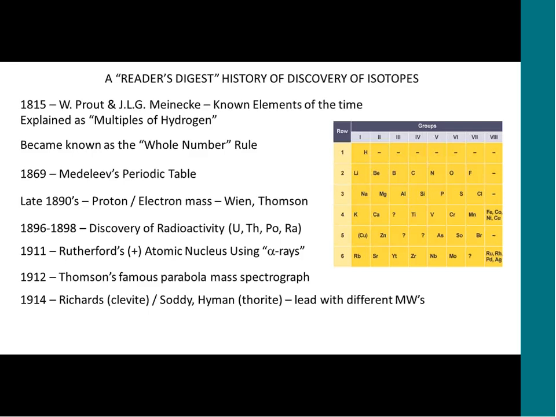And the problem was the two different leads had two different molecular weights, and yet they were identical in every other aspect. And that, of course, is due to the fact that there's extra neutrons in the lead isotope nuclei.